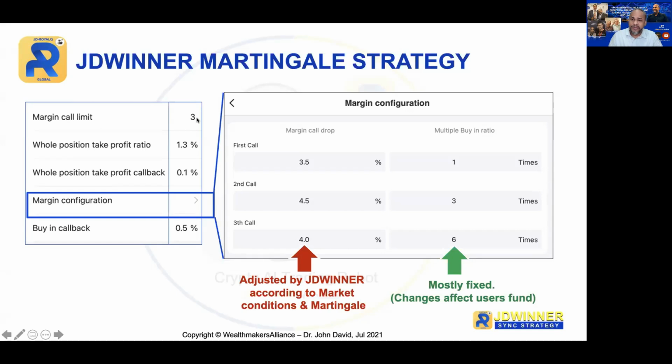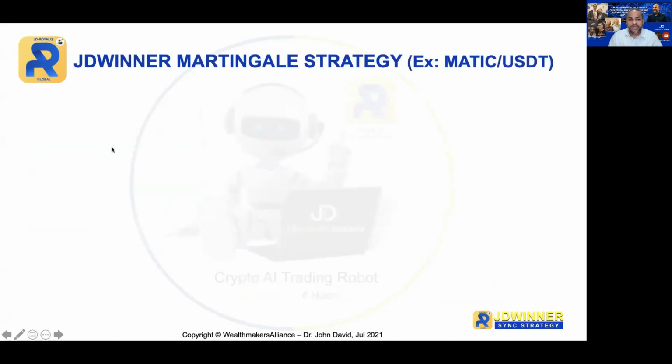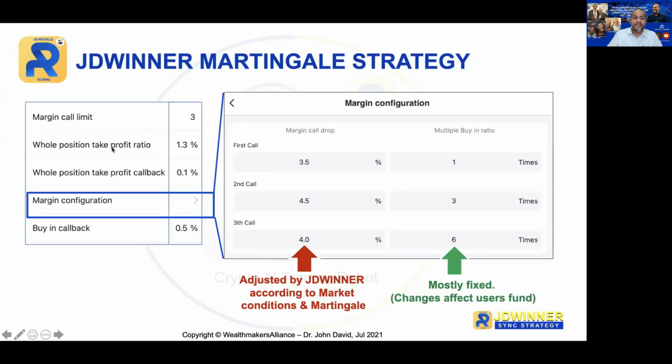The margin call is 3. This is the take profit ratio, which I have designed at 1.3%, and the profit callback is 0.1. Now, you must ask why. That's the most important part. Most people use the default setting and don't know what it is all about. So let me explain to you why 1.3 and 0.1.